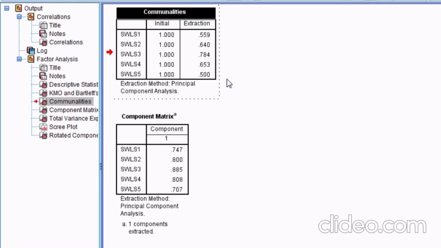So if we look at SWLS2, it's 0.8 from earlier, right? So if we square that, it gives us 0.64, which is the one you see here in communalities. And if we square these ones, it will give us the values that you have here upstairs. Okay? So the lower value is just the square of the upper value, which is the component matrix.